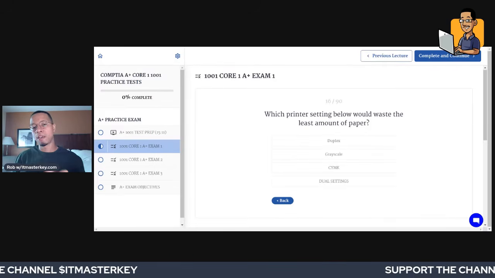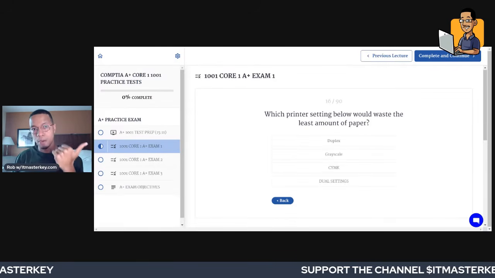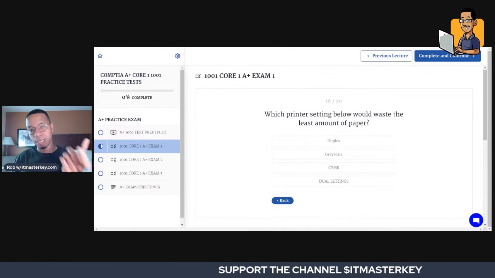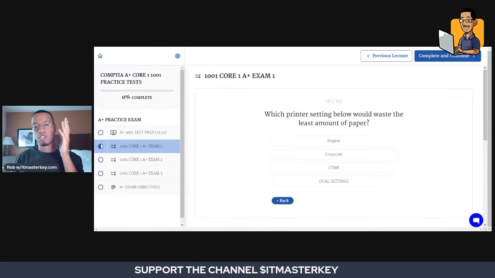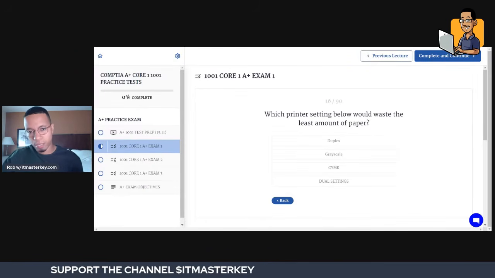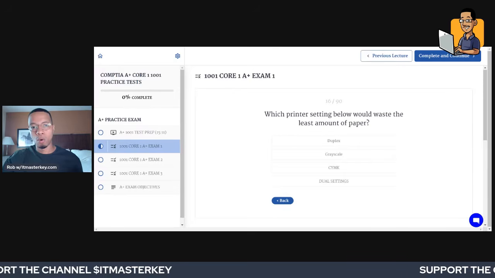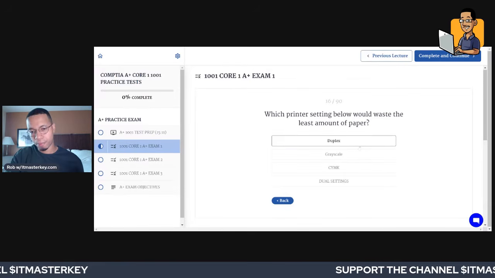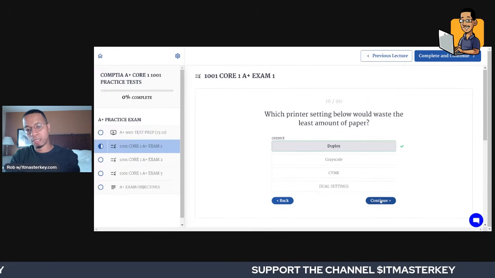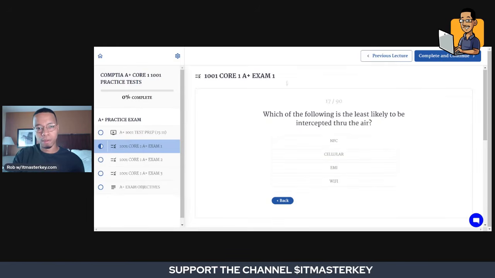So earlier we talked about what the duplexing assembly does. Remember? So the duplex would allow you to waste the least amount of paper, right? Duplex would allow you to waste the least amount of paper.